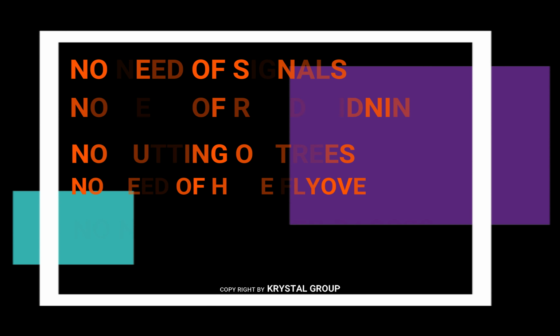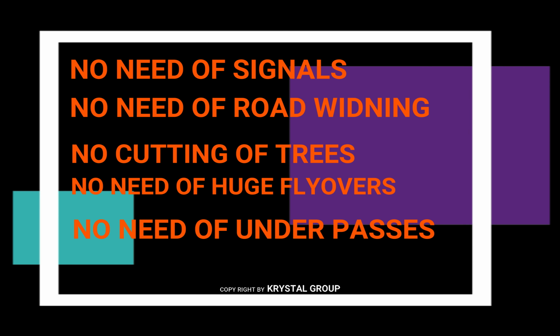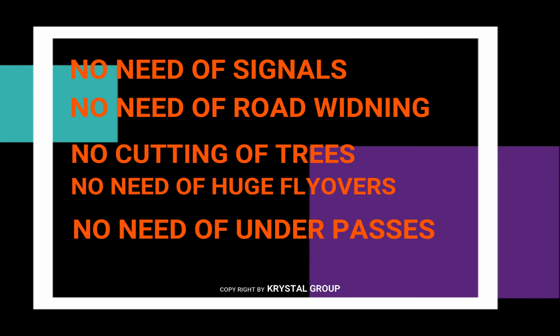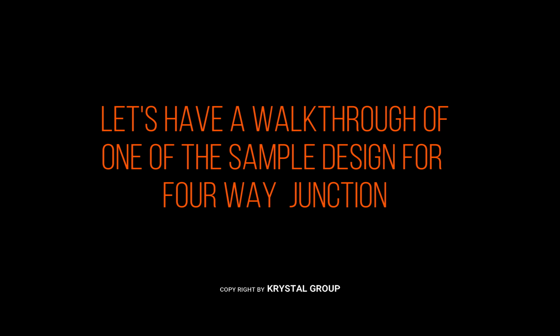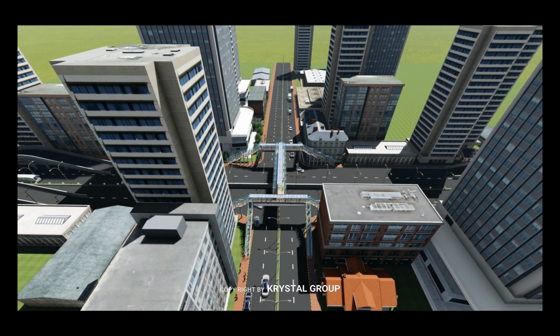No need of signals, no need of road widening, no cutting of trees, no need of huge flyovers, no need of underpasses. Let's have a walkthrough of one of the sample designs for a four-way junction.